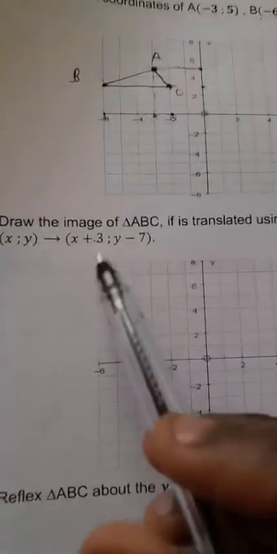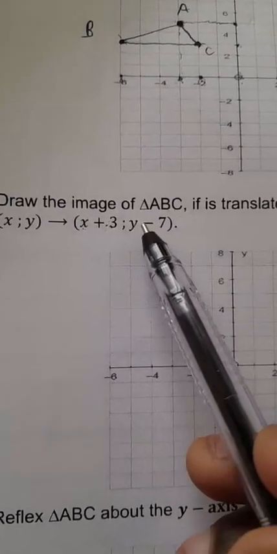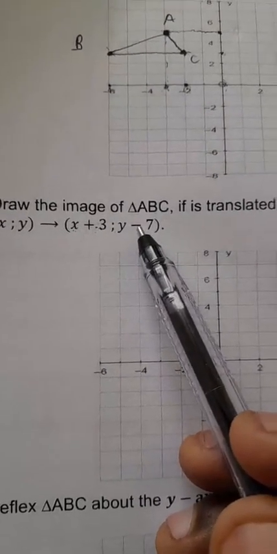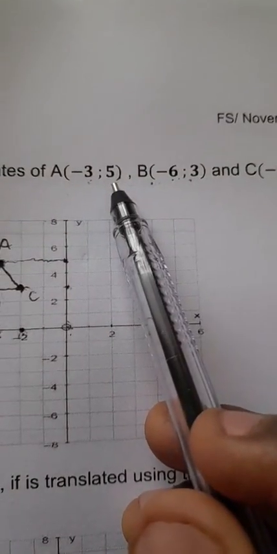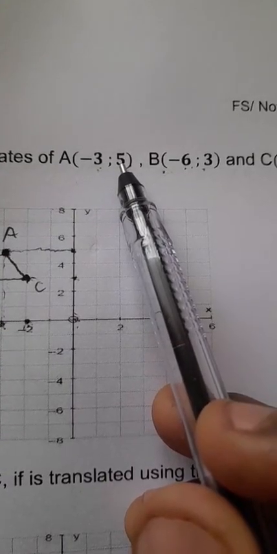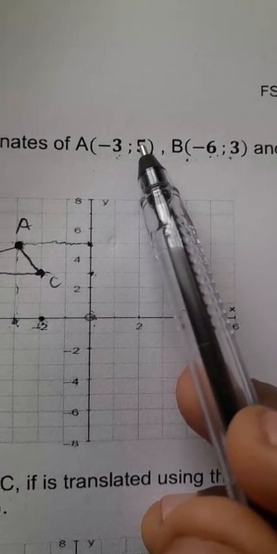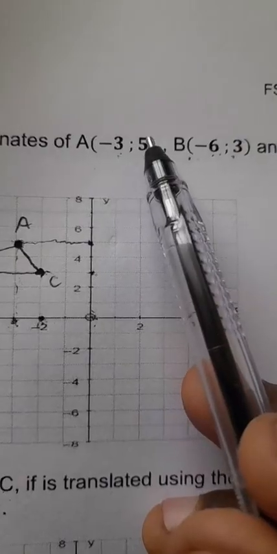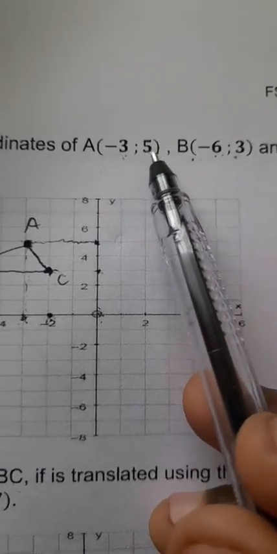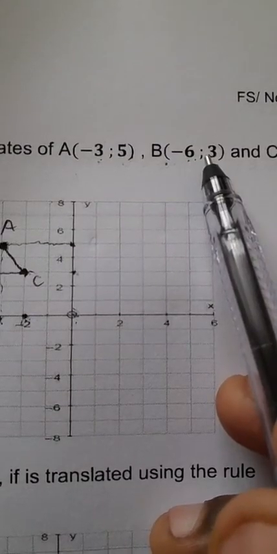So what do we do? We move back to what they said we have to translate. What do we need to do in our translation for y? We need to subtract 7. So if we subtract 7, it means we go to each point for y and we subtract 7. So 5 minus 7 will give us negative 2, definitely. Then 3 minus 7 will give us negative 4.